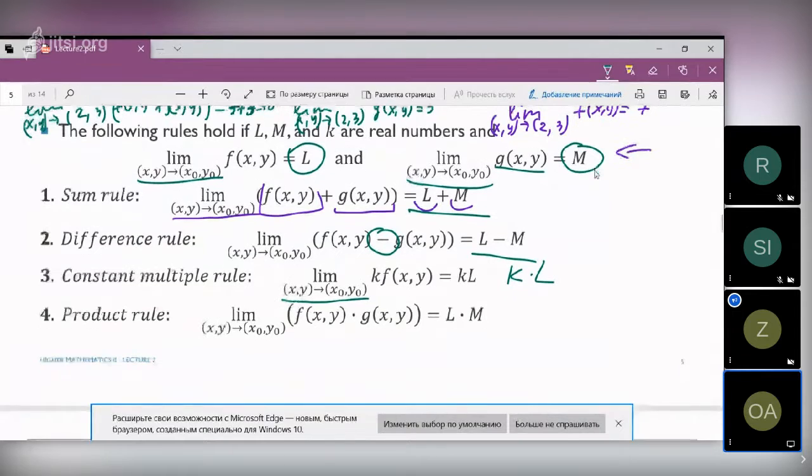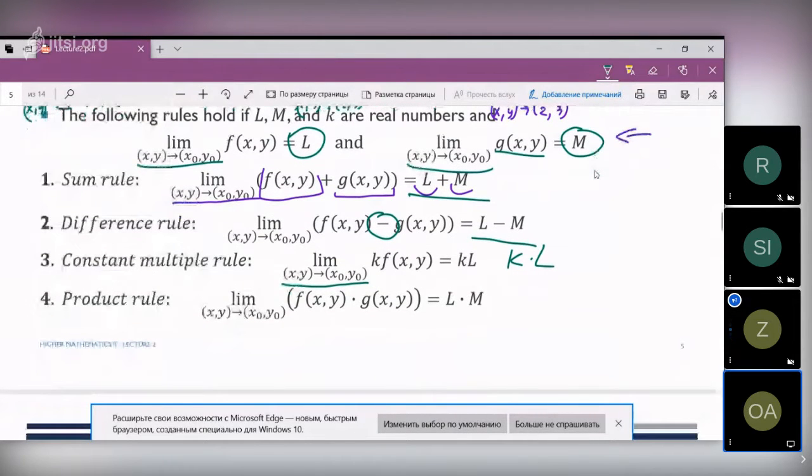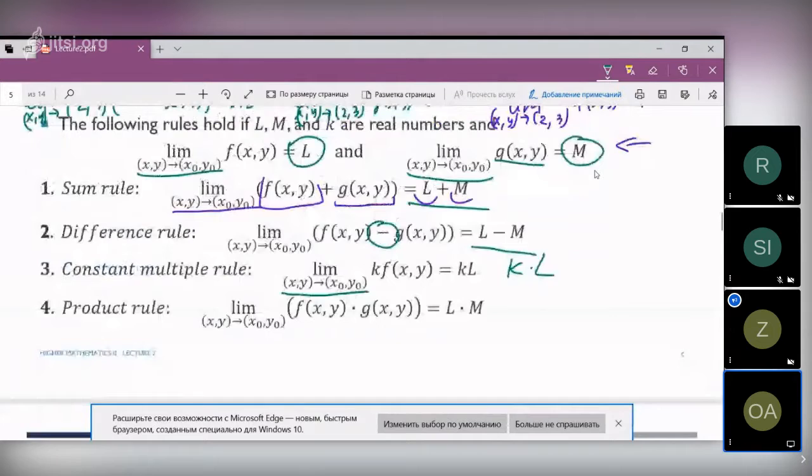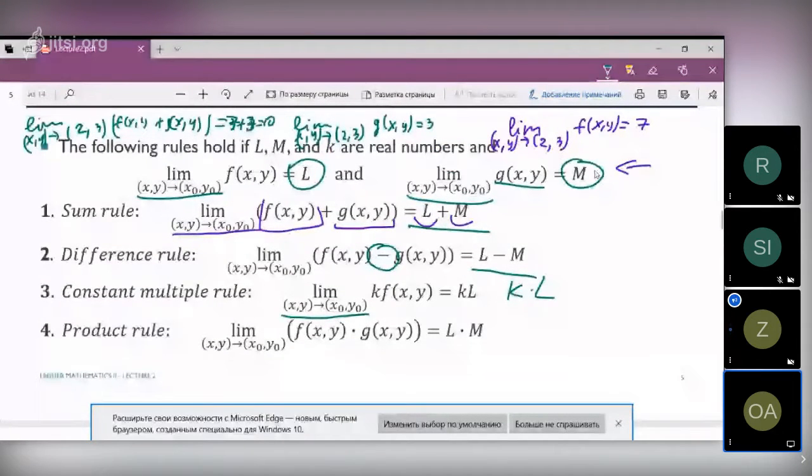Can you give an example for the third rule, the constant multiple rule? Okay, for example, we have the limit as (x, y) tends to (2, 3), and the function, I think it's better to write, x squared times y. So can you calculate this limit?